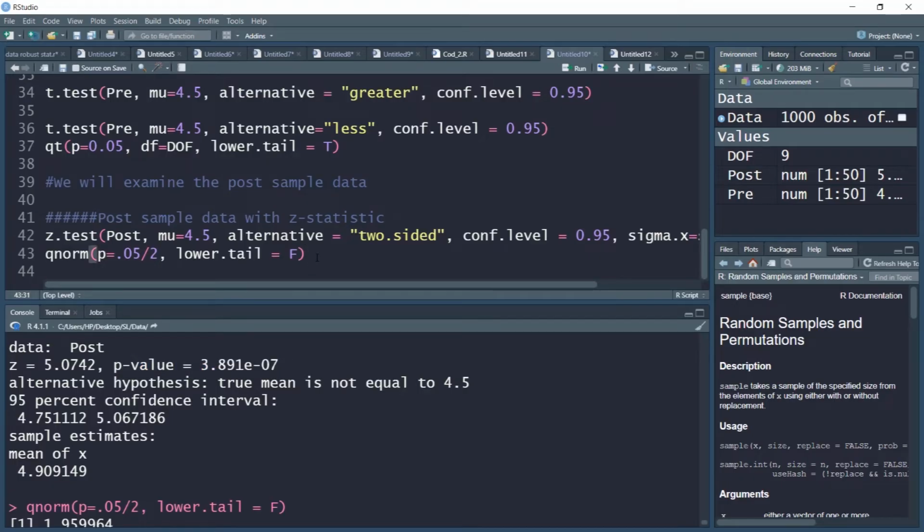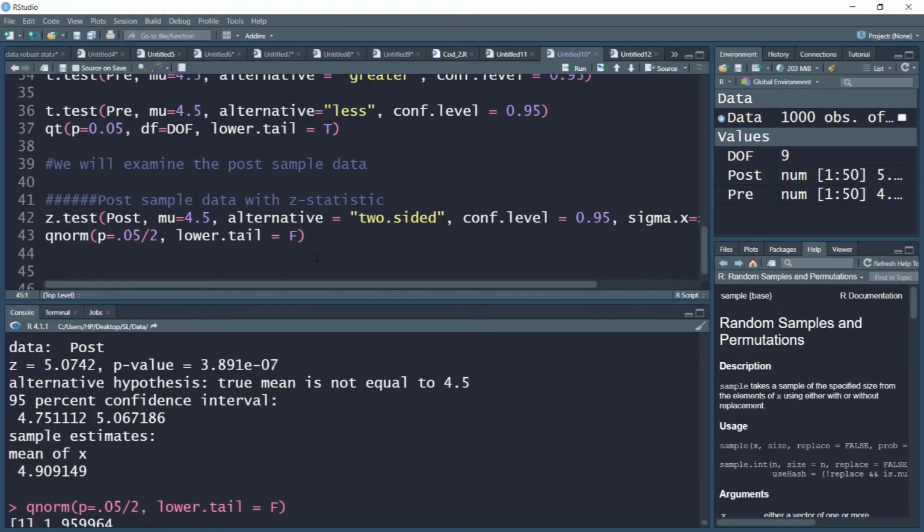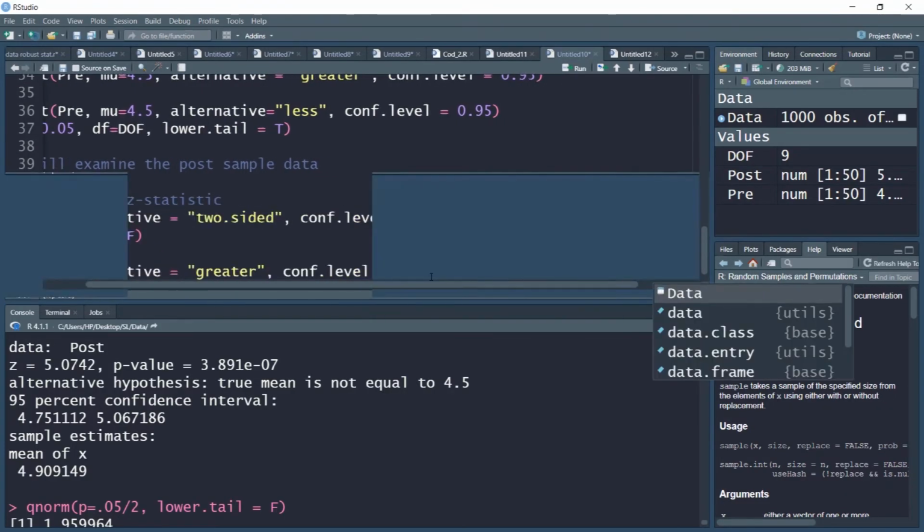Now let's conduct a single side test, which is a z-test on the positive side, that the mean is more than 4.5, and for that again we'll supply the sample post. We'll put the mu value equal to 4.5, and the alternative this time is greater. That means we are checking whether the population mean is more than 4.5 or not. Again we'll supply the confidence level as 0.95, and we'll supply the sigma dot x argument, which is the standard deviation of our population, which is data dollar post.